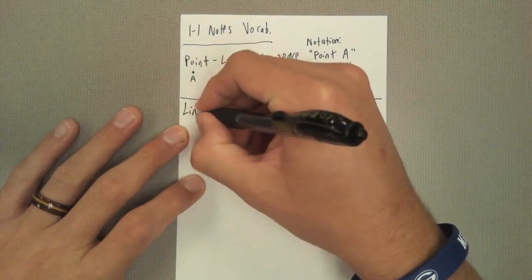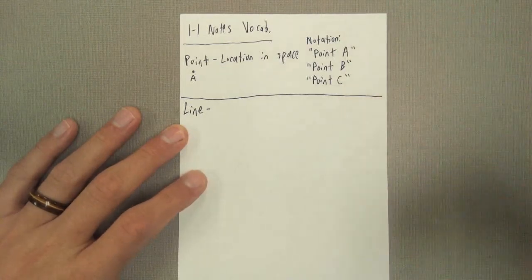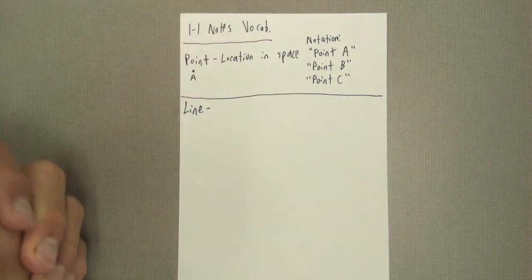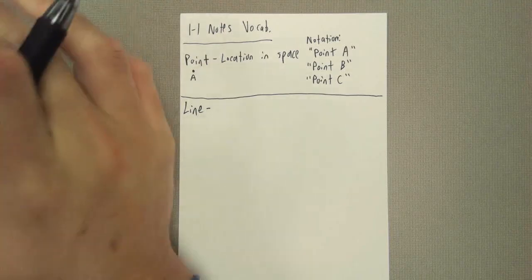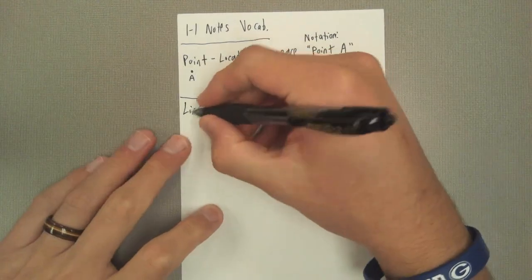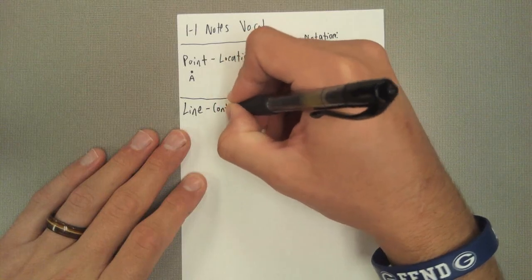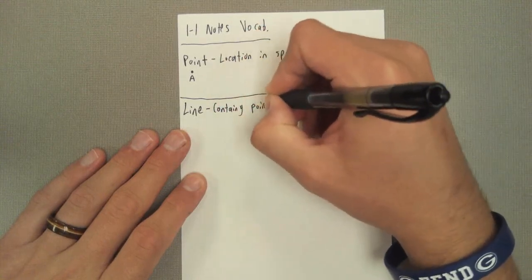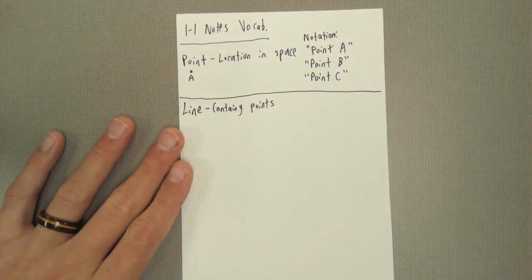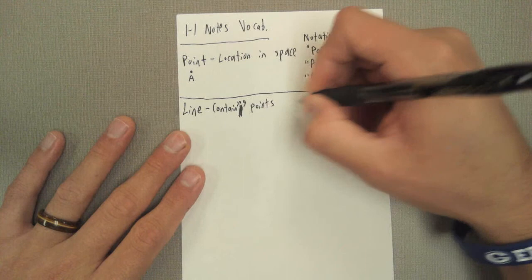Next, we have a line. A line contains points. It is a straight line. The funny thing about these first three terms is they're very hard to define. We actually call them undefined terms in geometry because they are undefinable. For a line, the best we can do is just say it contains points.